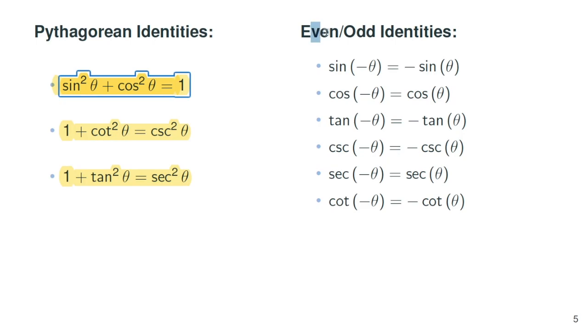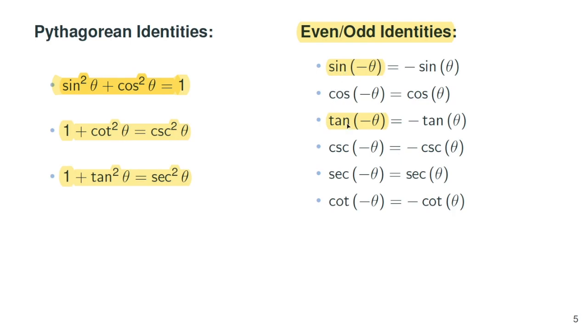Even and odd identities. These can be related with the graphs also. To put it simply, sine function and tangent function are odd functions. So a negative input angle is the same as the negative sine of that angle. So if I put sine of negative pi over 2, that is equal to negative sine of positive pi over 2. That's what it means to be an odd function. Same idea for the tangent.